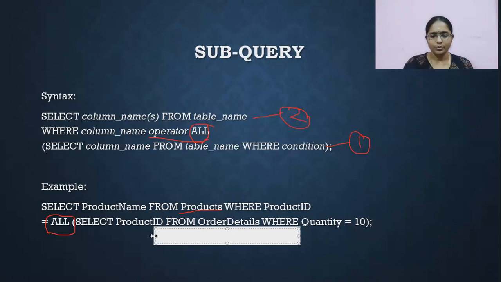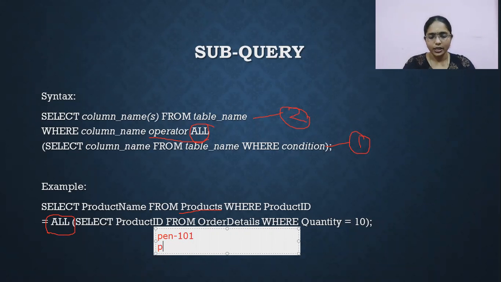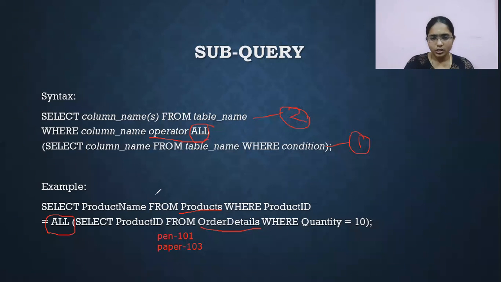So let us take the same example. Let us assume whatever has been sold in a quantity of 10, the first product is pen, and the next product we can consider as paper, and the ID of the paper is 103. So let us assume this one. These are the two product IDs whose quantity has been sold as 10. Clear? Not a single product, a quantity of 10 has been sold. So this could be the output of this.